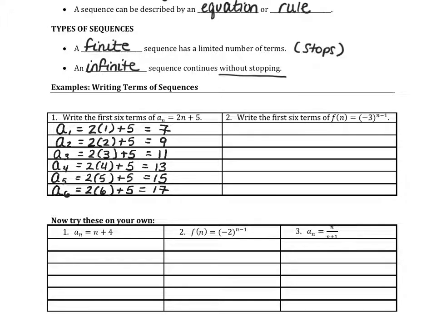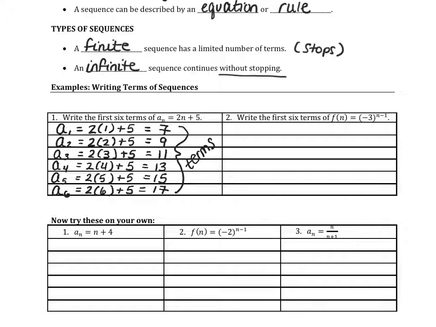And that would conclude that example. All you're doing is writing the first 6 terms. These numbers that you're getting out, those are the terms of your sequence. All right, let's try number 2.